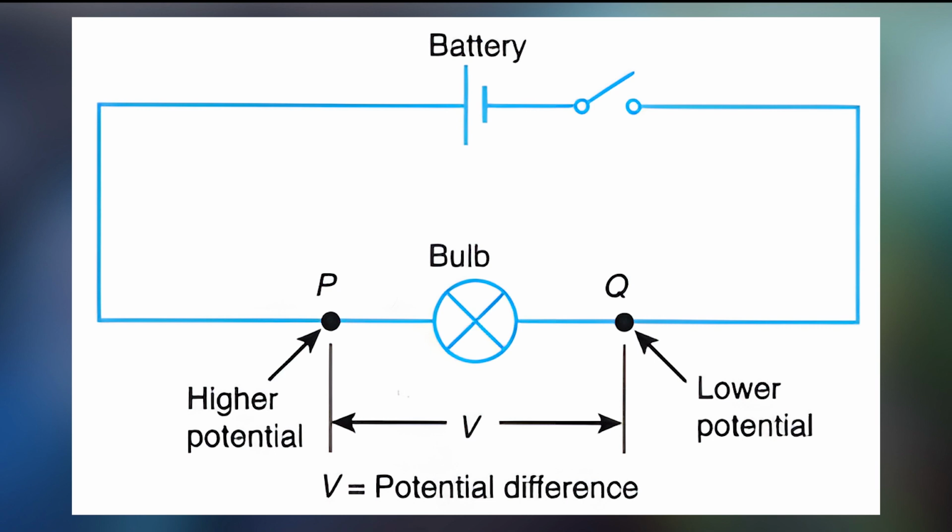So an example of a device that produces EMF is a battery. Another device that produces an EMF is a generator, one that runs on petrol or one that runs on coal or whatever. Another example of an EMF generating device is a solar panel, a photovoltaic panel, etc.